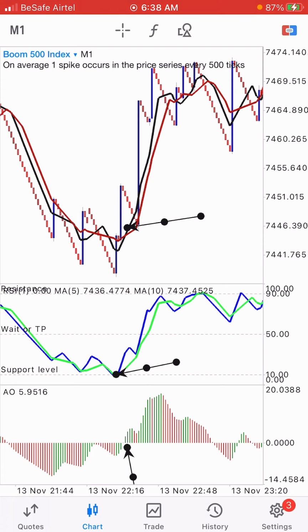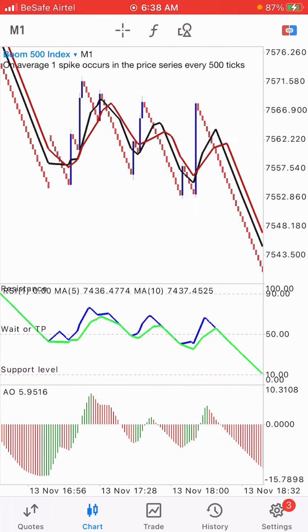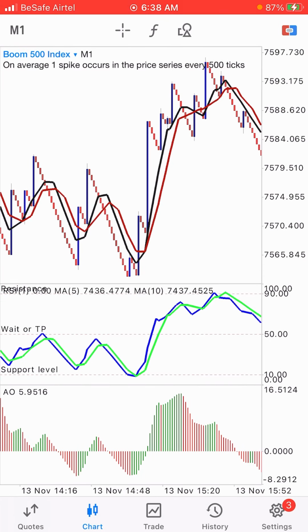After these three confirmations are met, you'll be able to put your hand on your chest and say, yeah, that spikes will definitely come my way. You get it. Let me show you more examples. This strategy is very, very interesting, and the good thing about it is it's easy to understand. You can see this here. After this first spike, the red and the black line, they cross each other to the upside, and you can see the spikes that came after this.